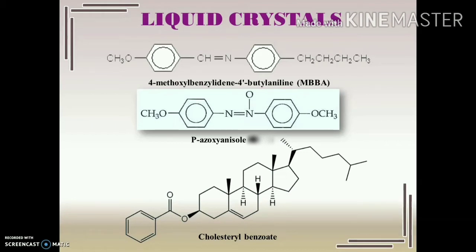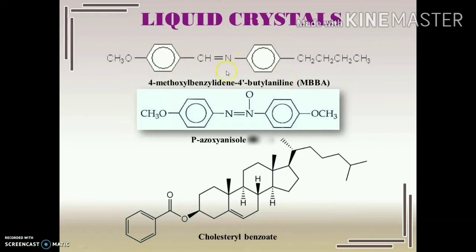The other well-known examples are solutions of soap and various other alike detergents, as well as tobacco mosaic virus, which we commonly know by the name of TMV, some clays, and besides this the molecule MBBA, which is represented over here in the figure. It's very easy to remember the structure of this molecule.